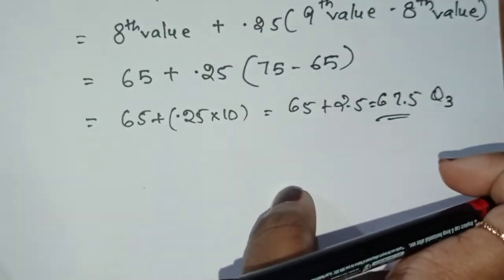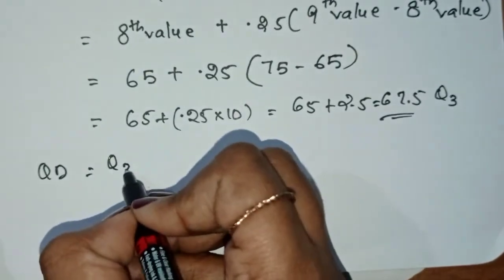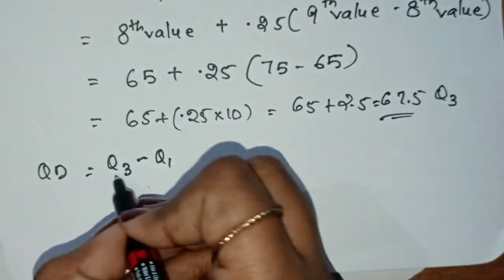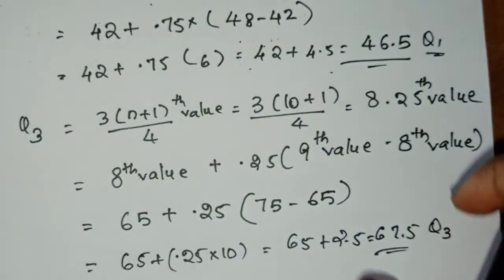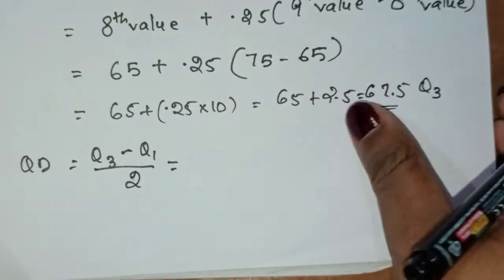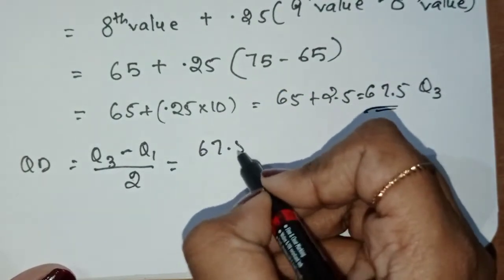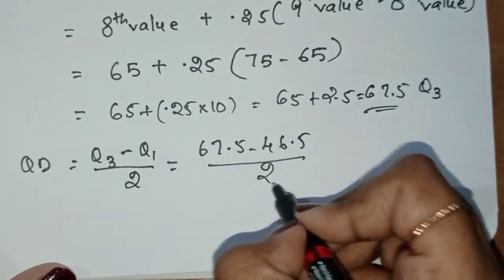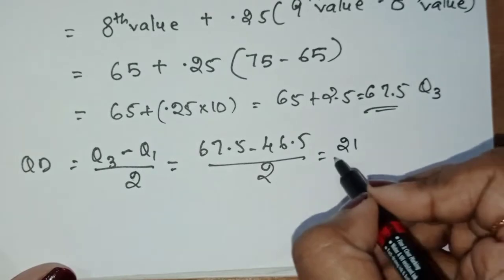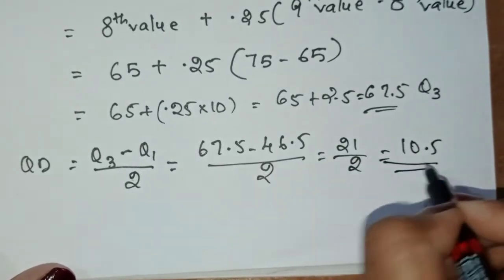Okay. In order to find quartile deviation, what we have to do? Q3 minus Q1 whole divided by 2 equal to, so Q1 we have already got, 46.5, and Q3 is 67.5. So 67.5 minus 46.5 whole divided by 2 equal to 21 by 2, that is equal to 10.5, which is our answer.